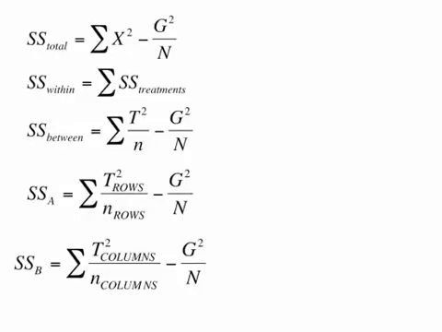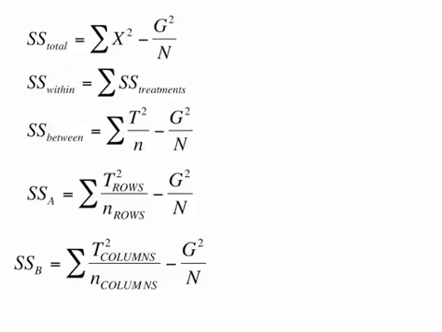Our total sum of squares is the sum of X squared minus G squared over n, right? It's the sum of X squared minus the square of the sum of X divided by n. And that total sum of squares can be broken into sum of squares within treatments. That's the sum of squares for each treatment. And the sum of squares between treatments.